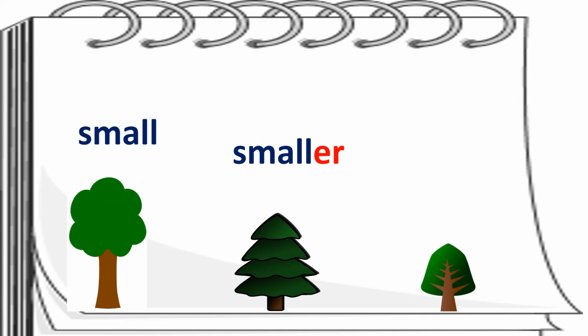Here I have two trees. So we say we have a small tree, and if we are to compare it with the other tree, it is smaller. We added er. And then if we put a third tree, this is the smallest. So we added er when we are comparing two things, and more than two things we add est. So we have small, smaller, smallest.